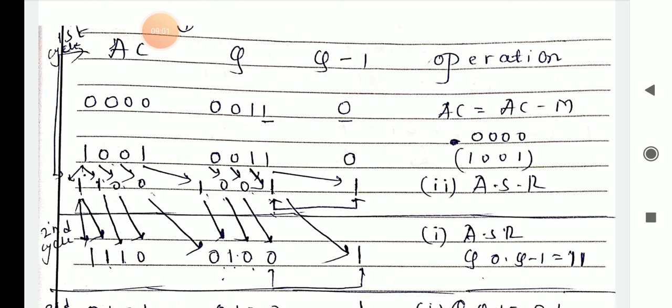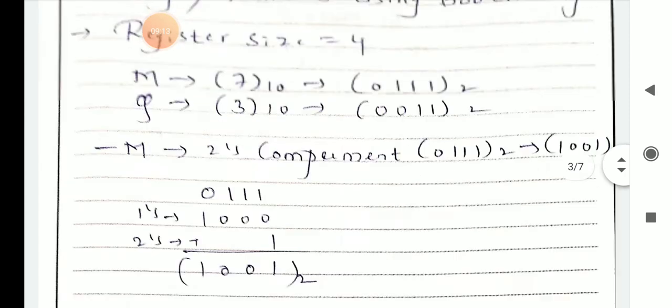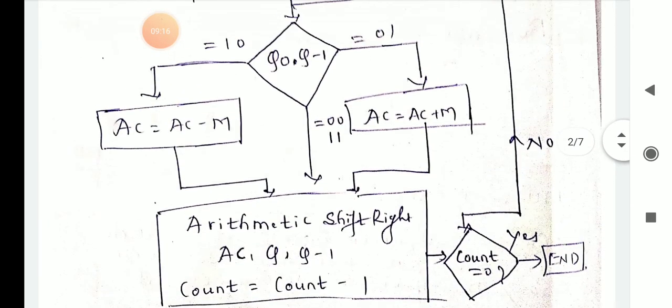So this is the first cycle completion, so you write one line, a completed line. Next you have to again compare q and q minus 1. 1 and 1 is there, so directly you have to do the arithmetic shift right. So go to the flow chart: if it is 0 0 or 1 1, you have to do directly arithmetic shift right.